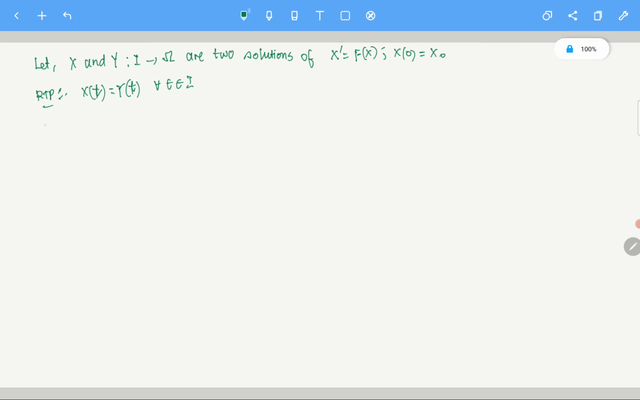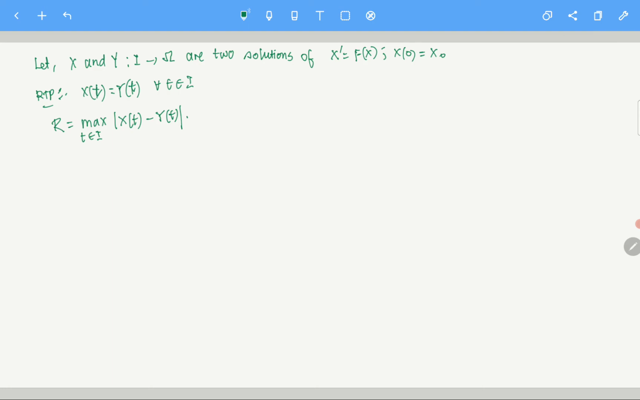Okay, now let R be the maximum of |x(t) - y(t)| over t in I. Let's just say that this is the maximum. Now, do you think the maximum is attained? Of course it is.